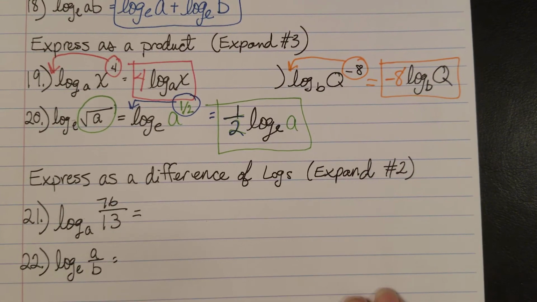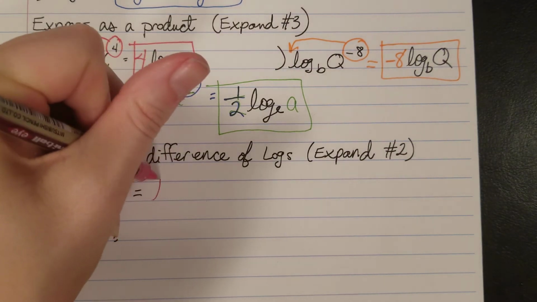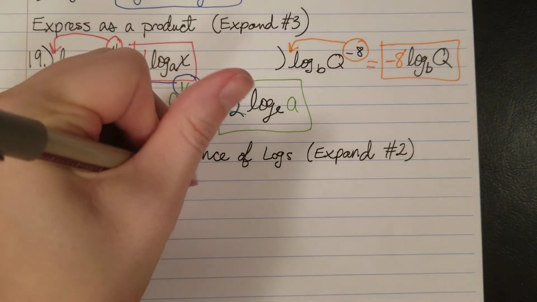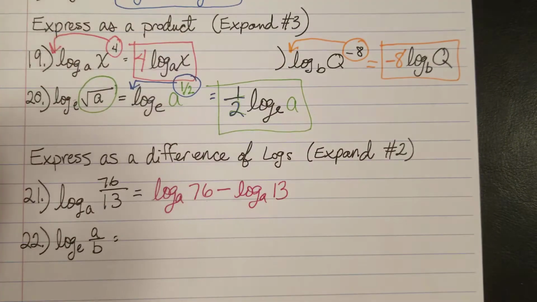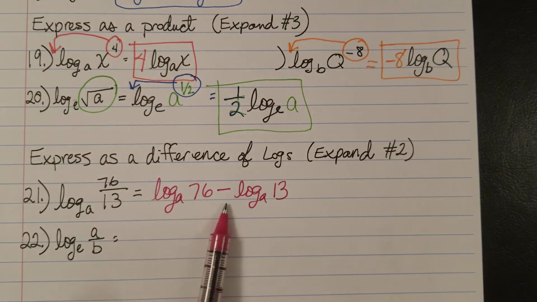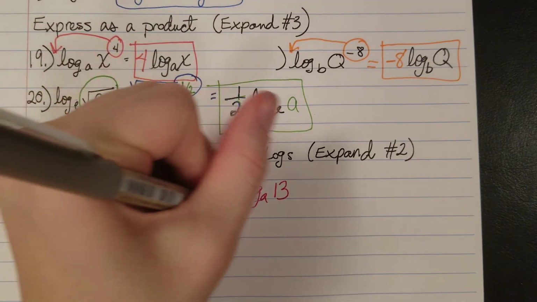All right, and then these next couple problems are using property number 2. So we have a log of a fraction and we want to write that as a difference of logs. So remember, the fraction turns to subtraction. Okay, so log base A of 76 over 13 will turn into log base A of 76 minus log base A of 13. All right, so it's the numerator log minus the log of the denominator. Log of the numerator minus log of the denominator.